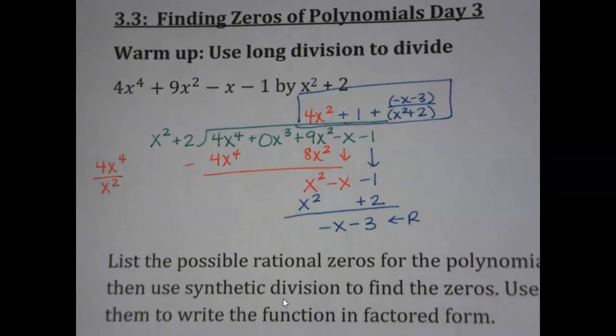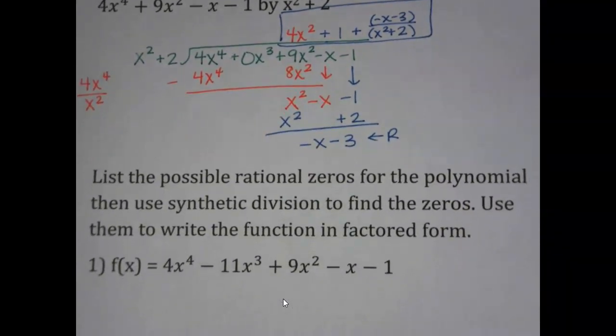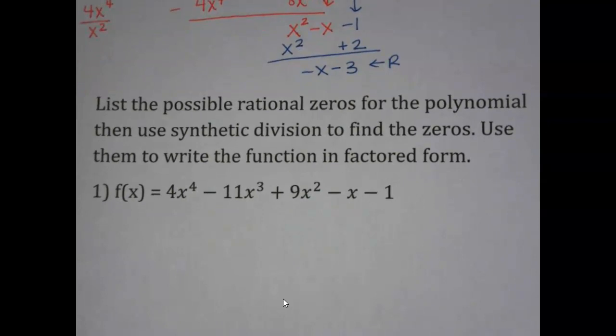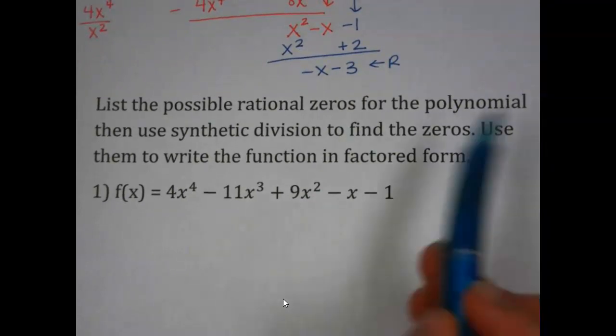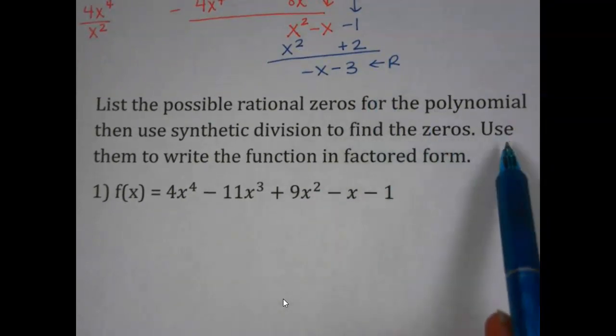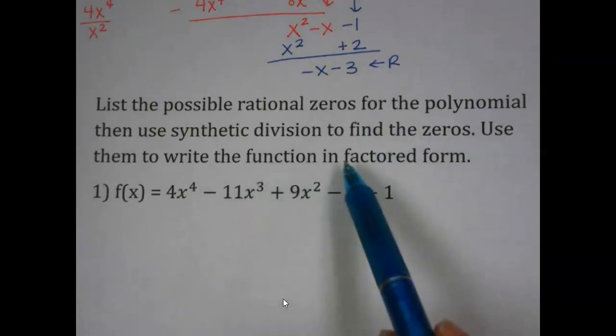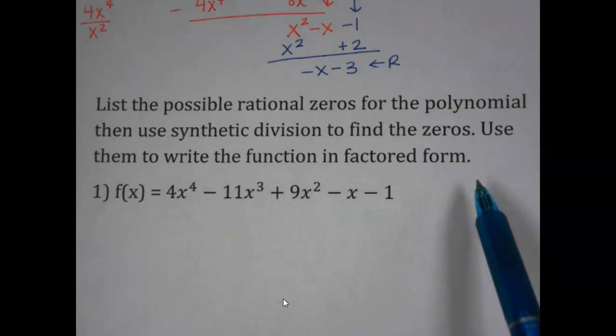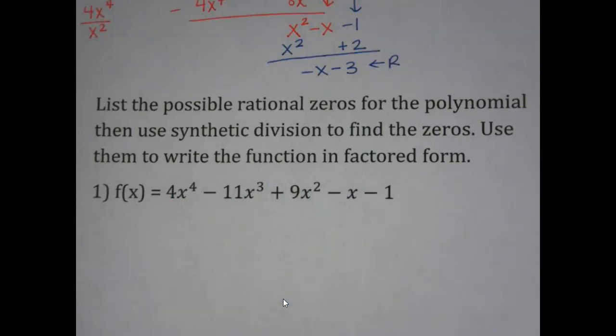All right, so now we're going to continue on with what we've been doing in 3.3, listing the possible rational zeros, using synthetic division to find the zeros. We've done all that before. The new part today is then use those to write the function in factored form. So everything that we did in part 2 plus a little smidgen more.